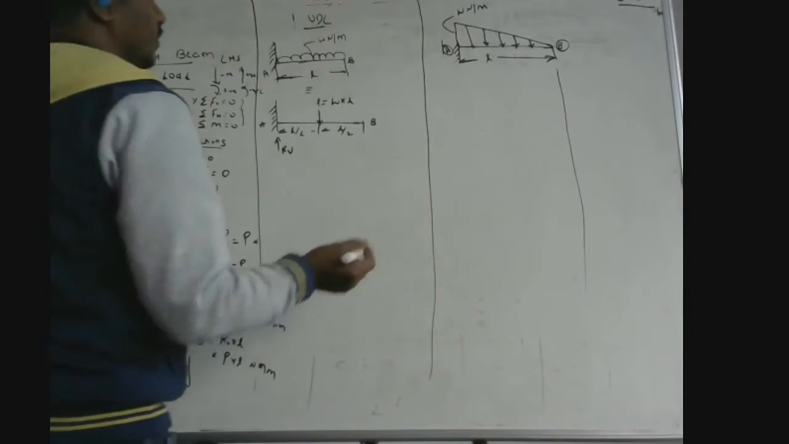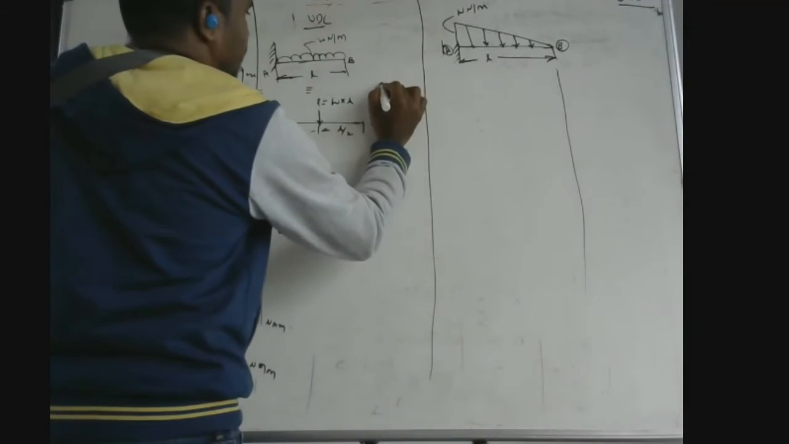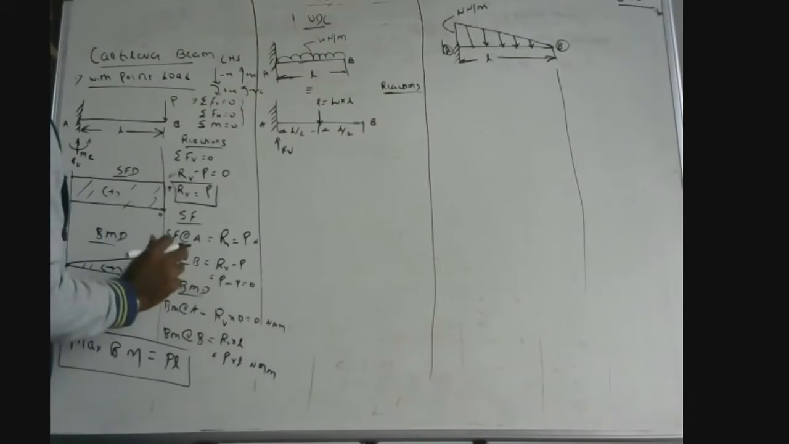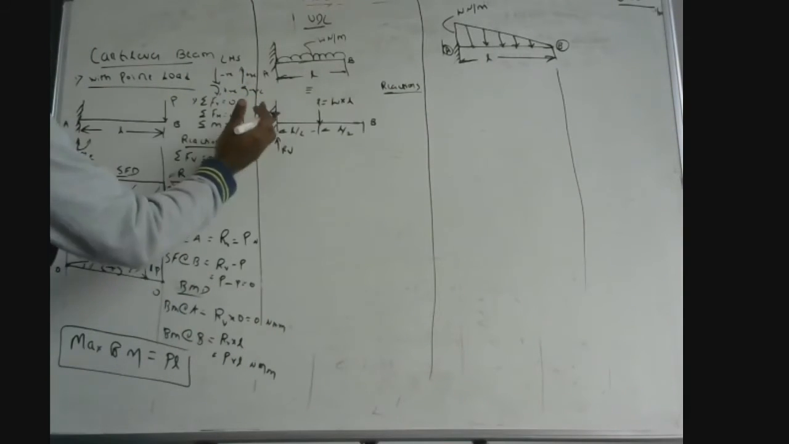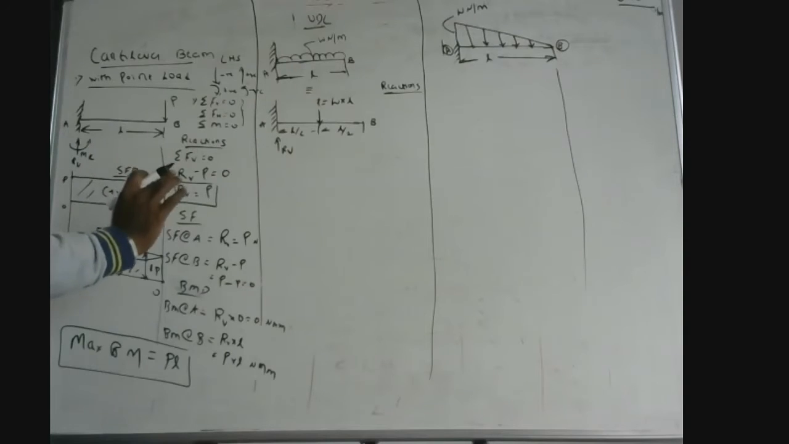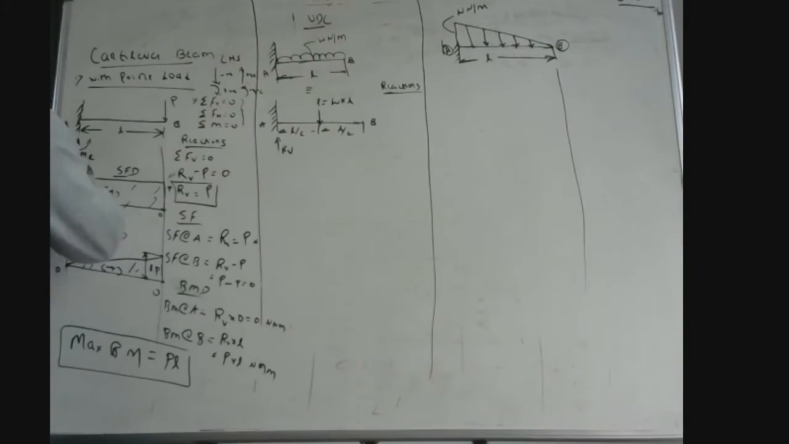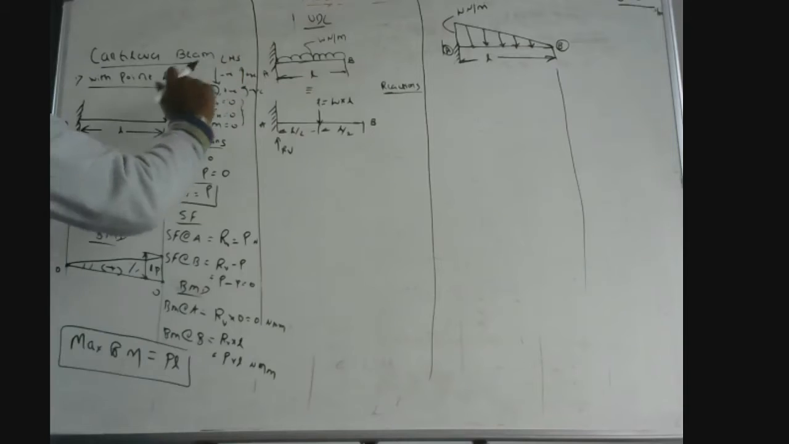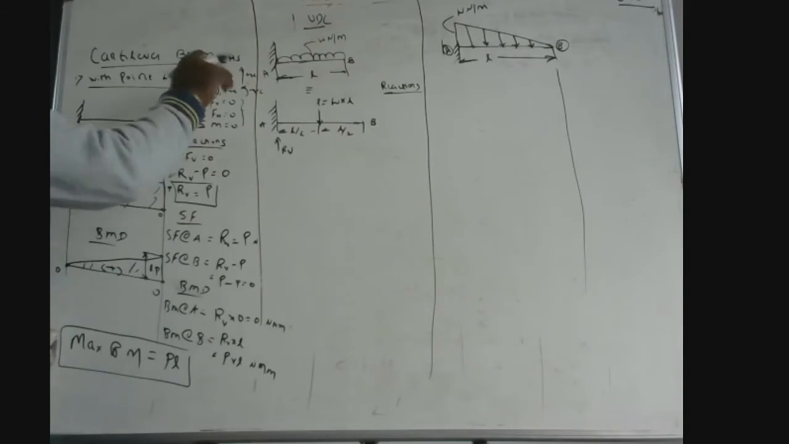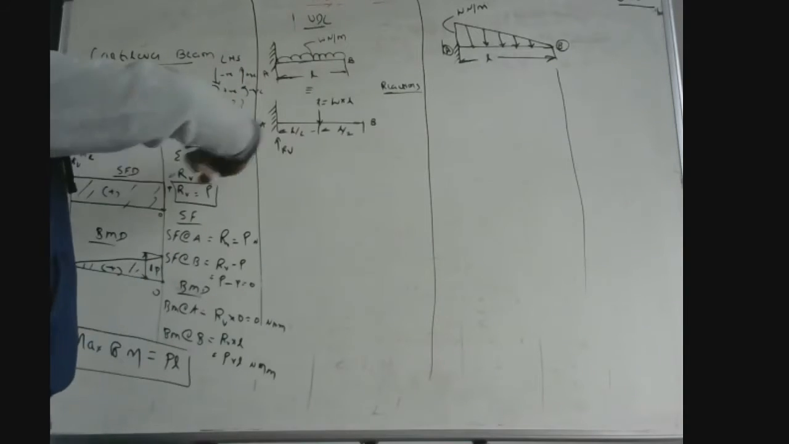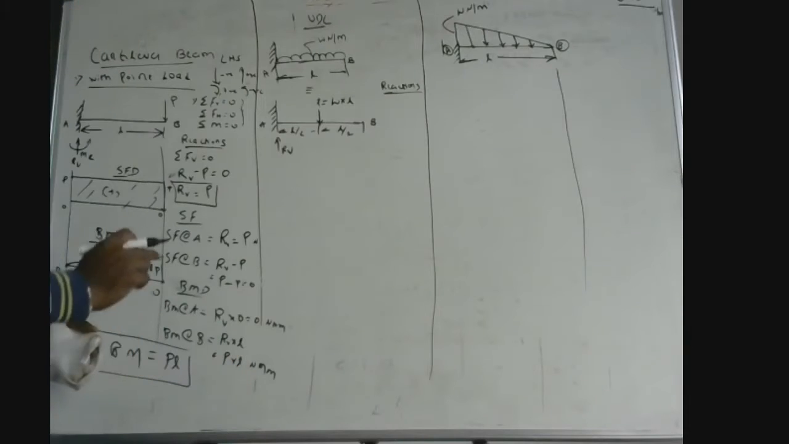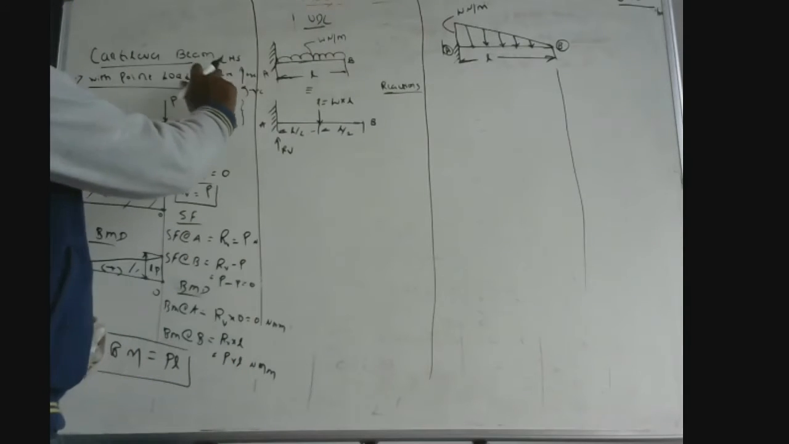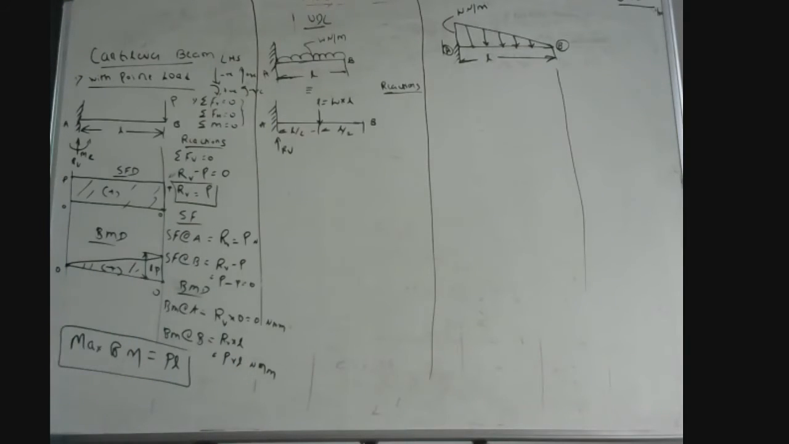Therefore, first the reactions. Let us proceed from reactions. You can do it from left to right or right to left, you can follow either. When we are proceeding from right to left, you have to follow the right hand section sign convention. But we are proceeding from left to right. Therefore, we are taking the left hand section sign convention.